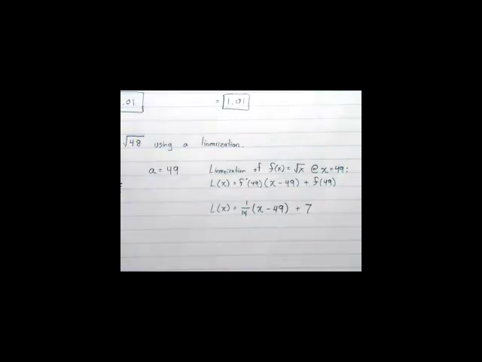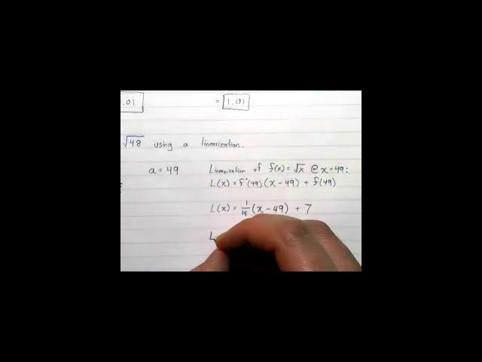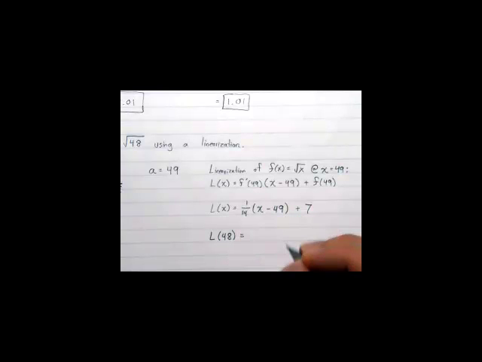And what am I going to plug in for x into my linearization to approximate my square root? Not the square root of 48. Just 48. Yeah, because remember, my function is the square root of x, and I want the square root of 48, so x is 48 when I'm checking this thing. So L of 48 is what I'm looking for. That should be my approximation here then.